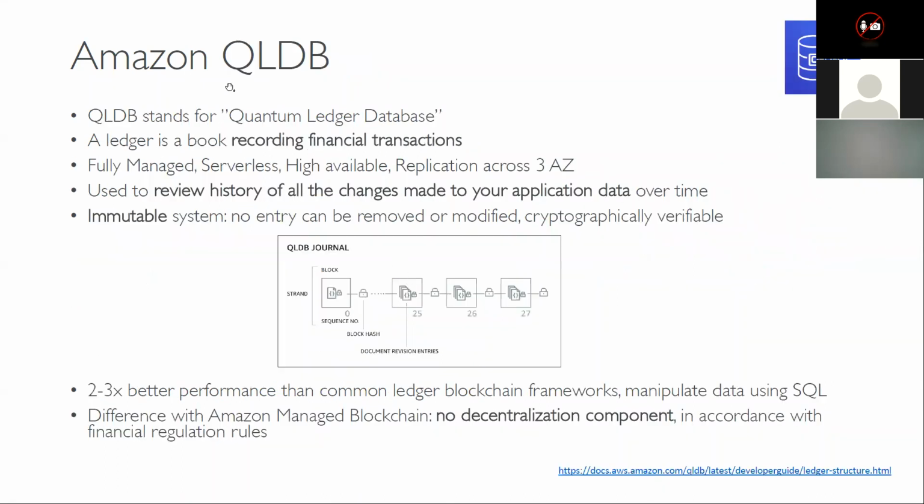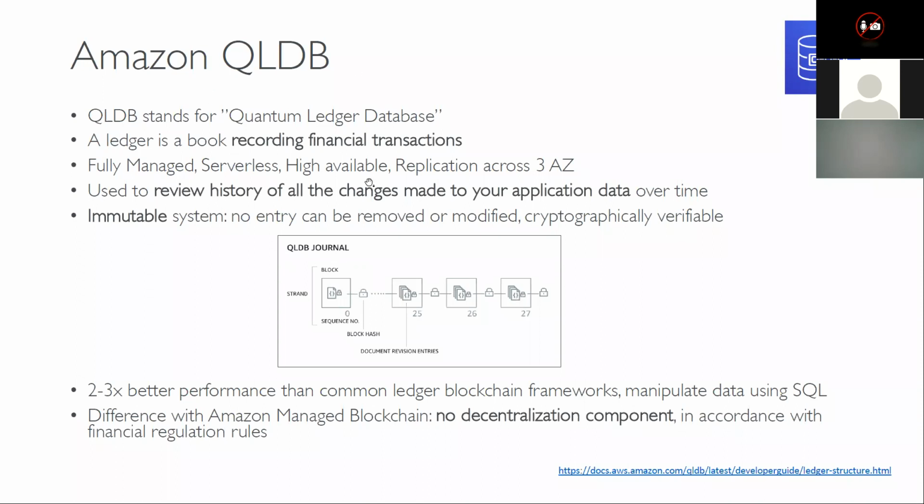Okay? QLDB naman, Quantum Ledger. It's like a ledger. A ledger is a book, no? Recording of financial transaction. So let's say ledger. First ledger. Inside the ledger, meron kang journal. Sa journal, meron kang block. Tapos may mga sequence number, hash number, which links to another ledger. Okay, let's say sales. Okay, ito naman balance sheet.